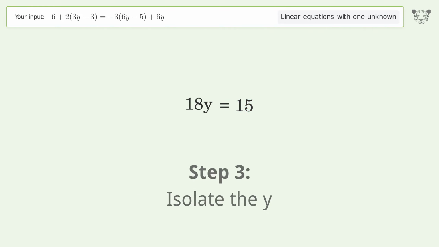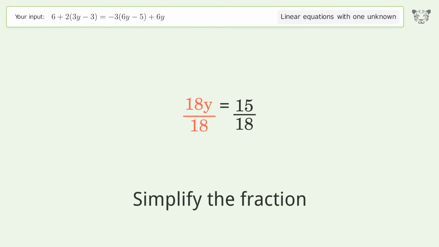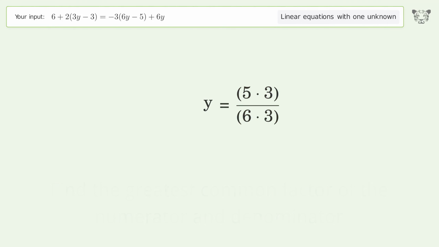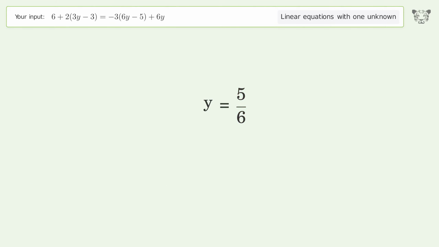Isolate the y. Divide both sides by 18. Simplify the fraction. Find the greatest common factor of the numerator and denominator. Factor out and cancel the greatest common factor. And so the final result is y equals 5/6.